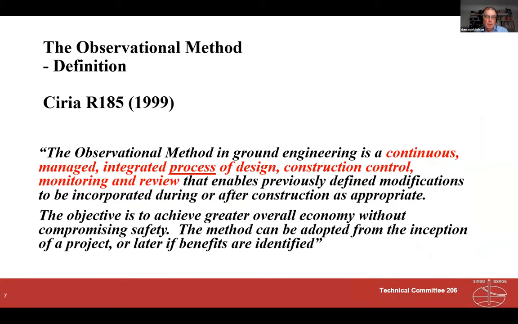So one of the things that came out of the CIRIA guide 185 was a definition of the observational method. And that is that the observational method in ground engineering is a cautious, managed, integrated process of design, construction, control, monitoring, and revision that enables previously defined modifications to be incorporated during or after construction as appropriate. Now, the key issue here is that the observational method is a process, and it's how you enact that process, going from design through construction, control, monitoring, and review and change. The goal is to achieve greater overall economy without compromising safety, and the method can be adopted from inception of the project or later as benefits are identified.